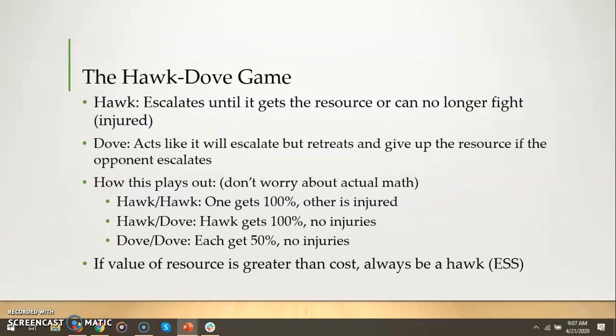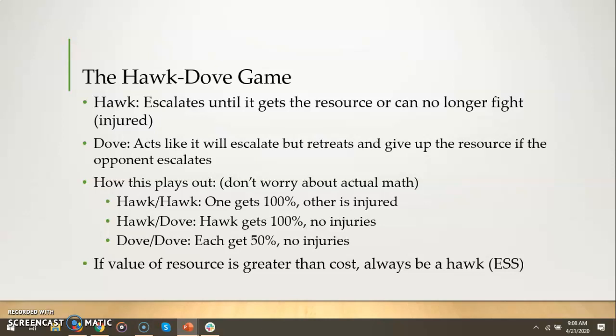If the value of the resource is greater than the cost that it's going to cost you, then it always makes sense to be a hawk. Because if you win, even if you're injured, you still have the value, and that's more important. So the idea here is that if the value is greater than the possible cost, you should always fight. You should always be a hawk.